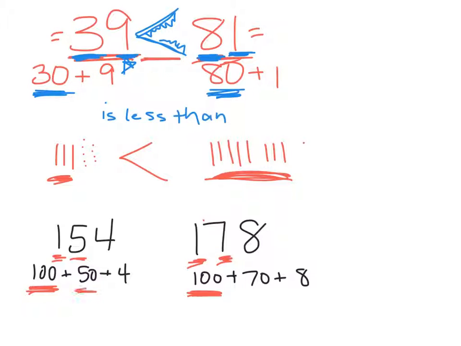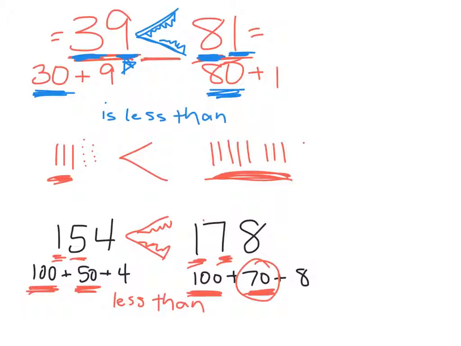So I have 5, or 50, over here, and 7 in my tens place is 70 over here. Well, I know that 70 is bigger than 50. 50 is less than 70. So I'm going to put that alligator mouth facing towards my 70 in the tens place. So I know 154 is less than 178.